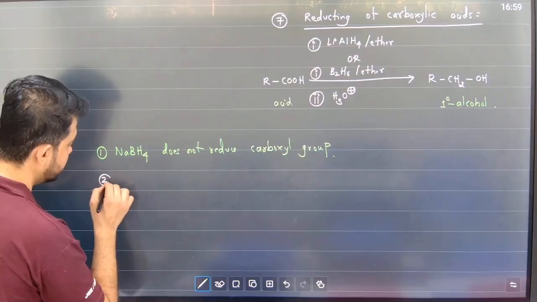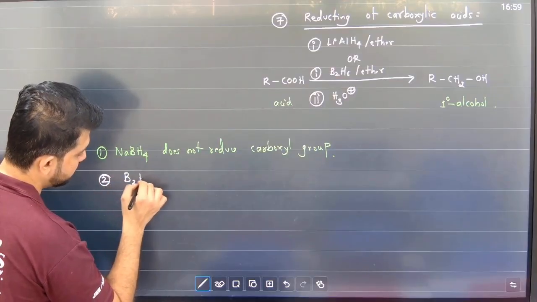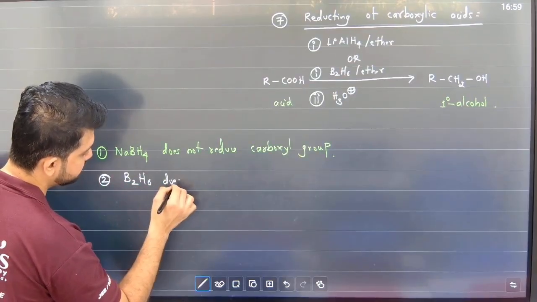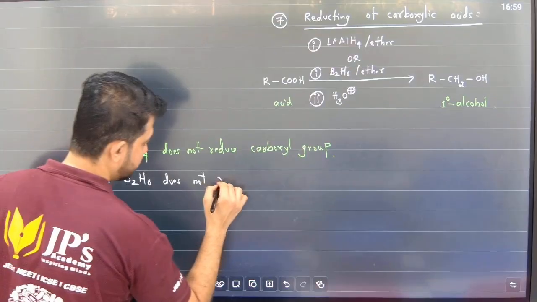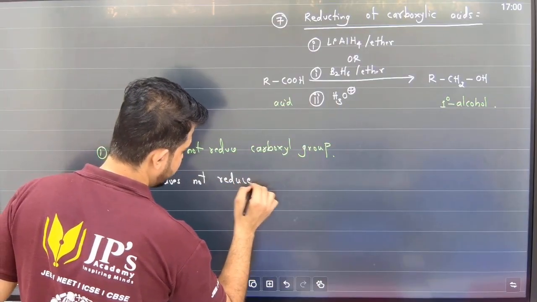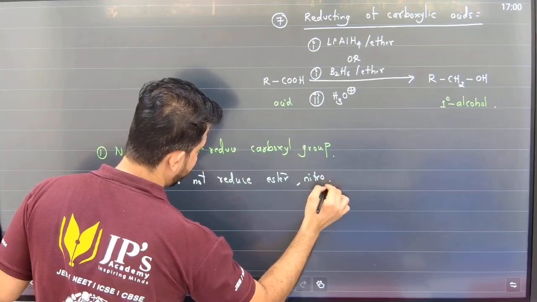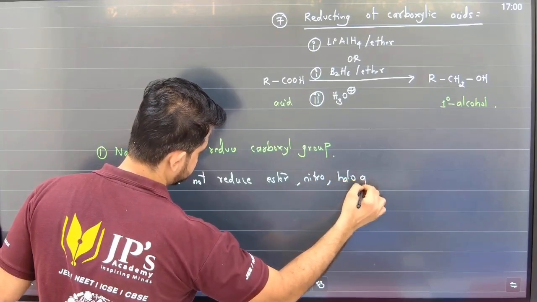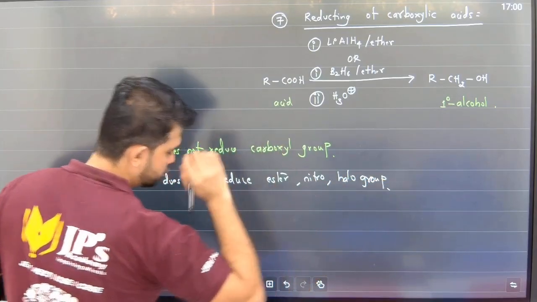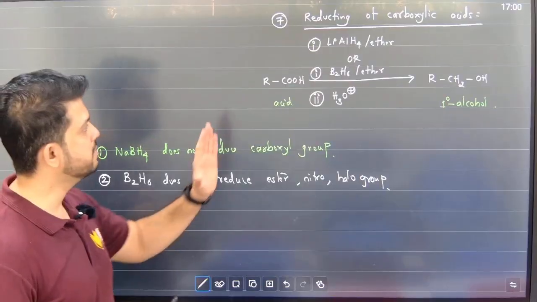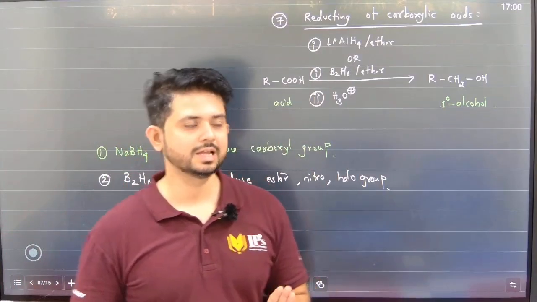And the second point is diborane does not reduce ester, nitro group and halo group. So this is the second point that we need to remember in reduction of carboxylic acids.